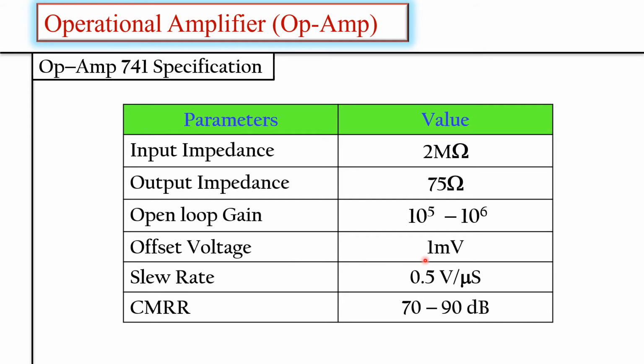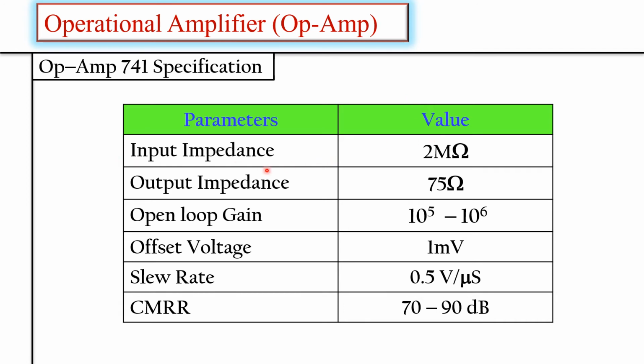In the next lecture we will see what happens when the feedback is given. So let us see the parameters of the 741 IC, its specifications. When we are doing the practicals, you need to write the specification of the op-amp IC.